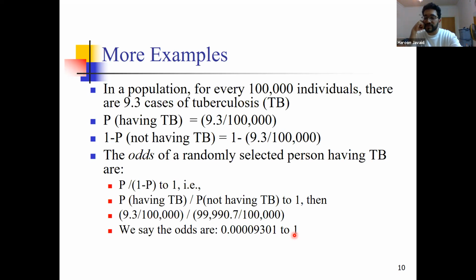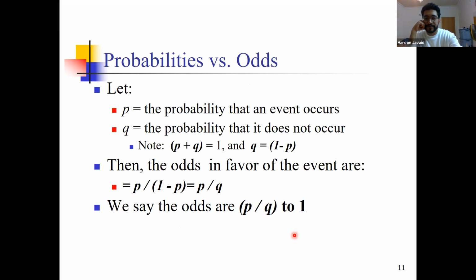Okay, so basically this was how we calculate odds. This is another example showing that if the total probability of an event occurring is 1, and P is the probability that the event occurs, then 1 minus P, which we can call Q, can be used as a denominator. So the odds in favor of the event occurring are P over 1 minus P, which is P divided by Q. Then the odds are P divided by Q to 1.